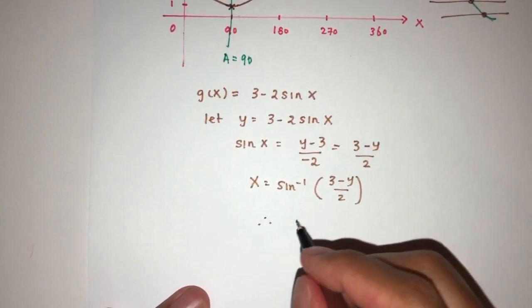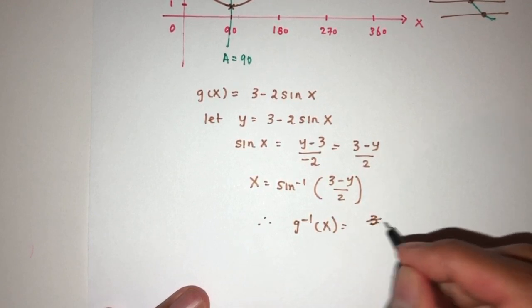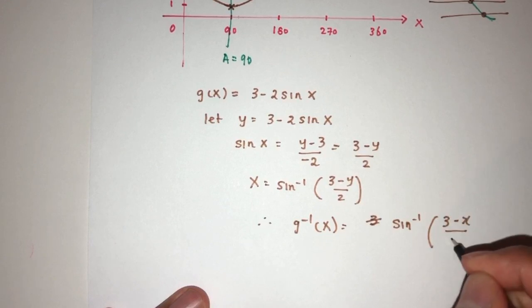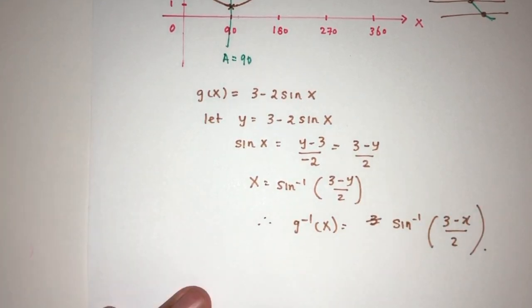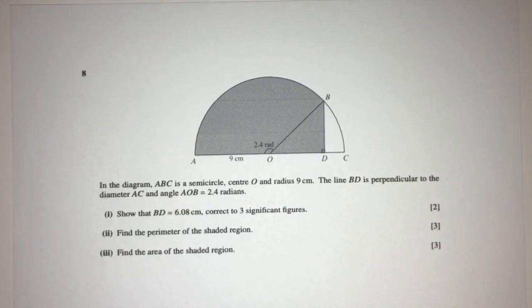Now finally, we can write that in terms of x. So g inverse of x will be sin inverse of 3 minus x over 2. So that will be part 4 of your question, to find an inverse for g of x. Let's move on to the next question.